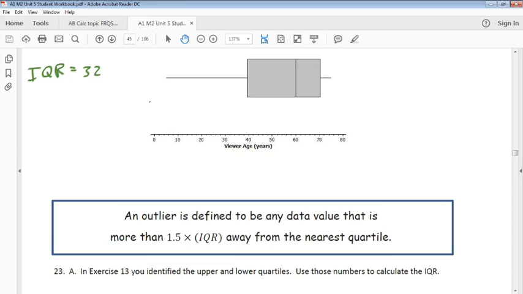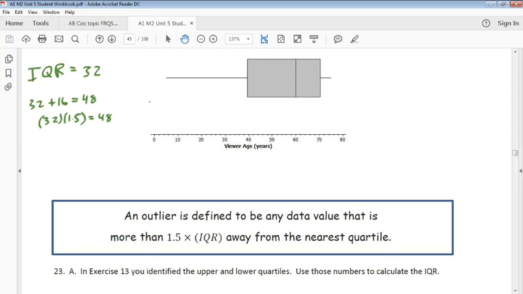Do you guys know what 1 and 1/2 of 32 is? Well, what's 1 of 32? Just 32. And I'm going to add, what's half of 32? 16. That would equal 48. That would be the same as if you took 32 and multiplied it by 1.5. You'll still get 48, but I like thinking about it like this: it's just 1.5 of the IQR. So 48 spaces away is how far a piece of data is allowed to be.